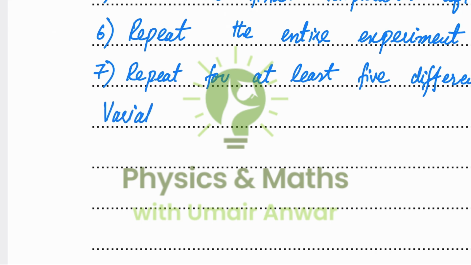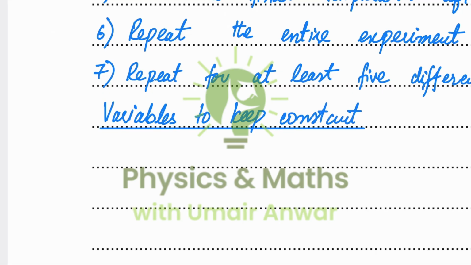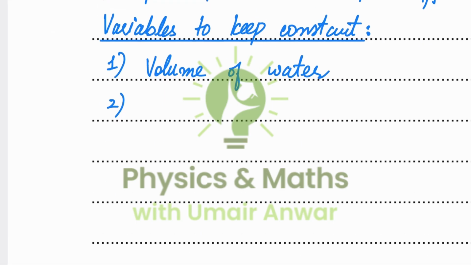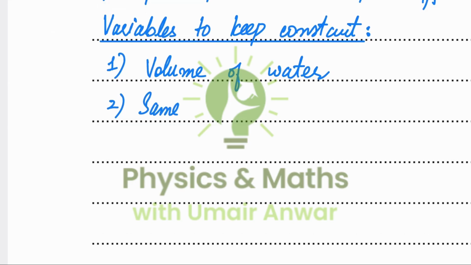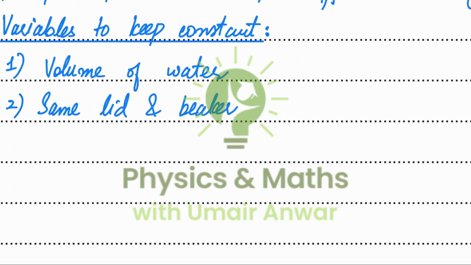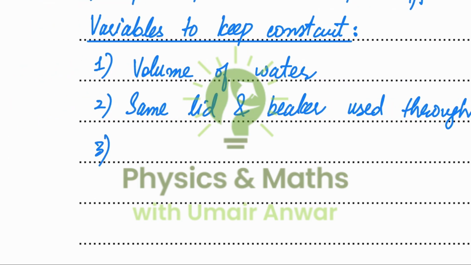Now, the next point, we have to note down the key variables to be kept constant. So I'm making a heading, variables to keep constant. Number one, the volume of water in each observation should be kept constant, it should not be changed. Same lid and beaker used throughout the investigation, they should not be changed, because changing their material is going to affect the reading.